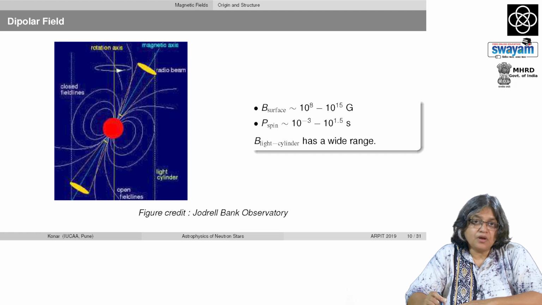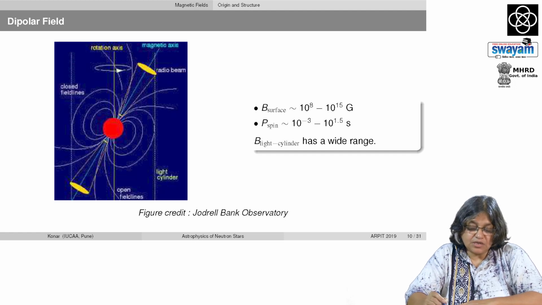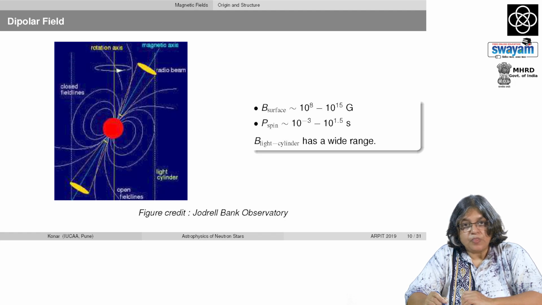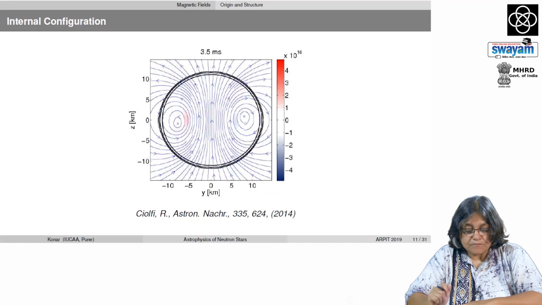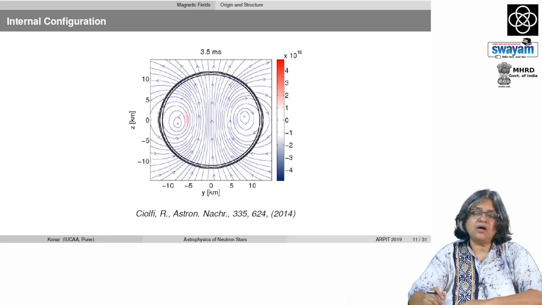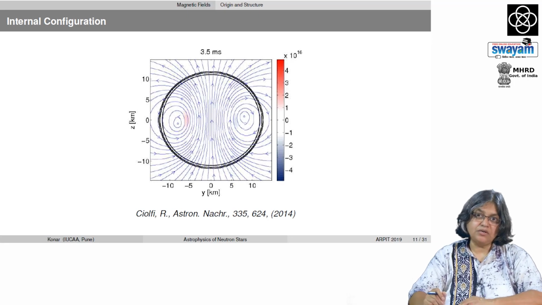So, here we see a standard picture where the inclination angle is between 0 and 90, and we see that there is a light cylinder within which the closed field lines are there, and particles are being accelerated along the open field lines. Now, that is the outer picture of a magnetic field.